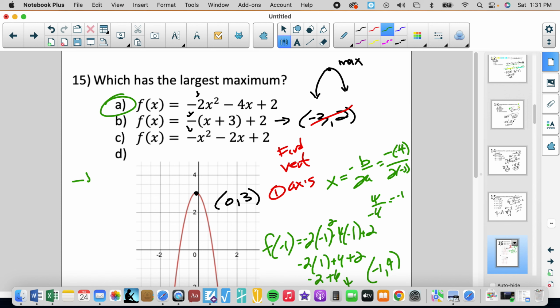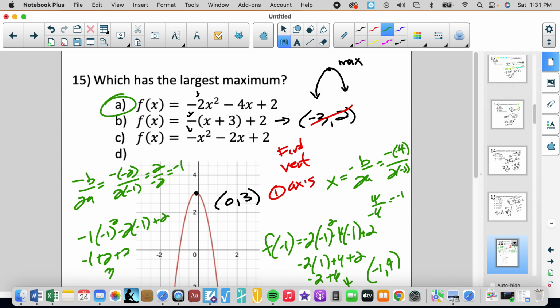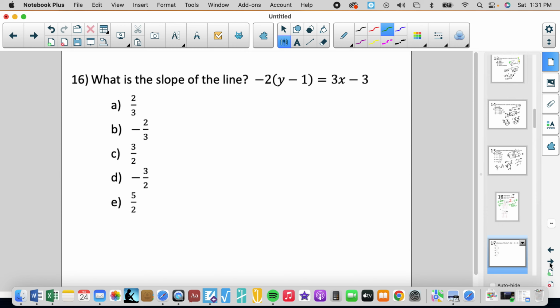Opposite of B over 2A. Opposite of B over 2 times A, which is 2 over negative 2, which is negative 1. And we get negative 1 times negative 1 squared minus 2 times negative 1 plus 2. Negative 1 plus 2 plus 2 is 3. So A is the answer.